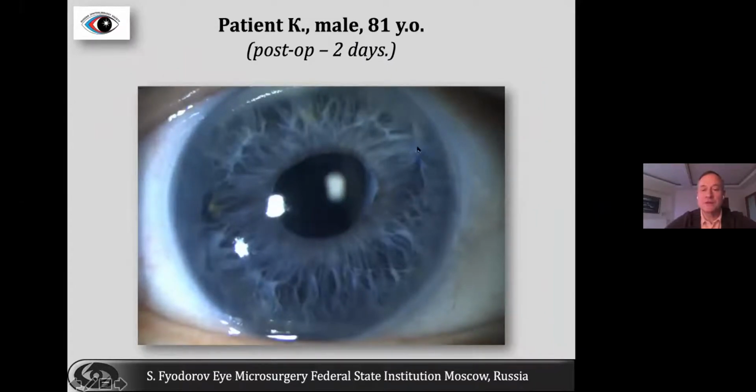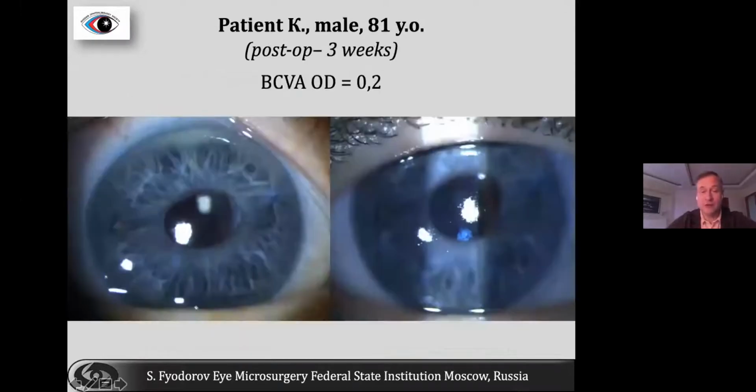We see these two knots located here and here. There is a little bit of ovalization of the pupil, however, not very significant and not very cosmetically meaningful. So of course we have to be aware of the possibility of pupil ovalization, and we need to avoid that as much as we can.